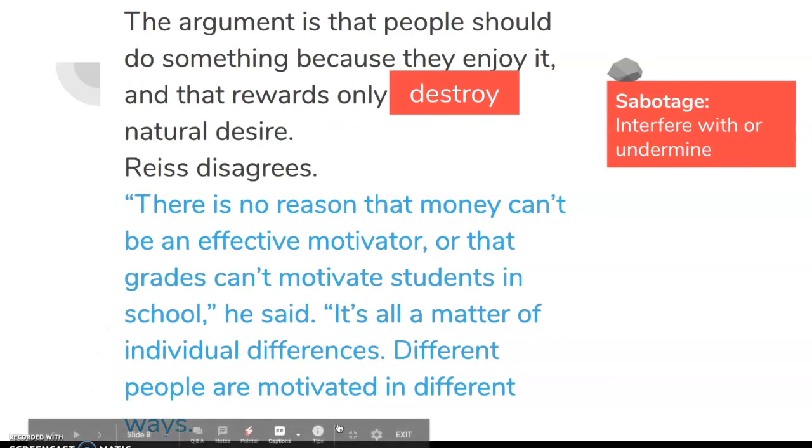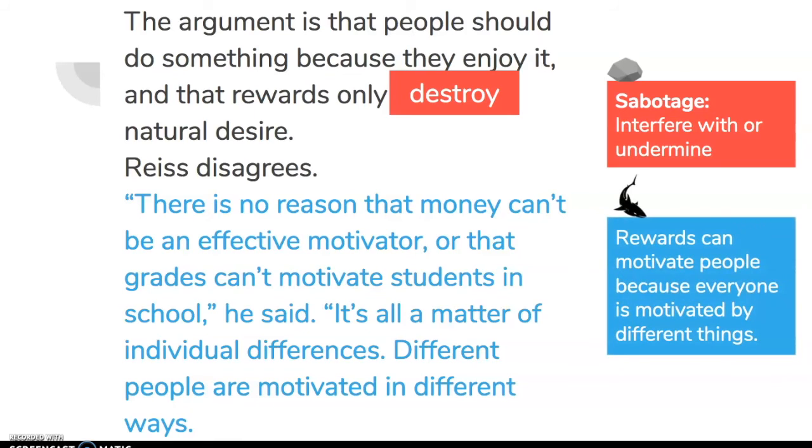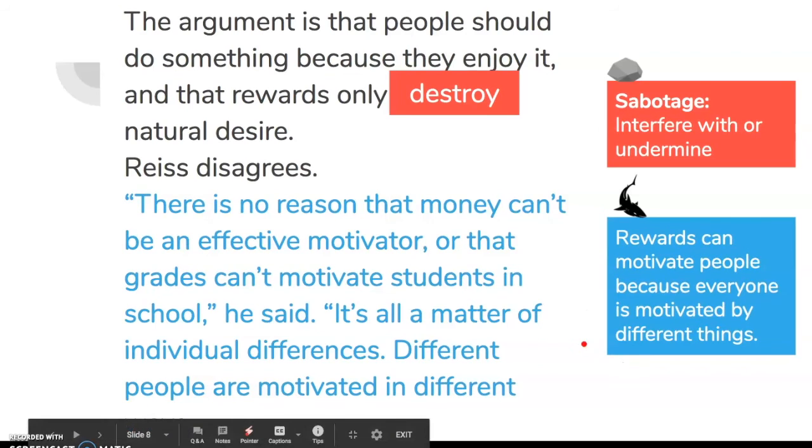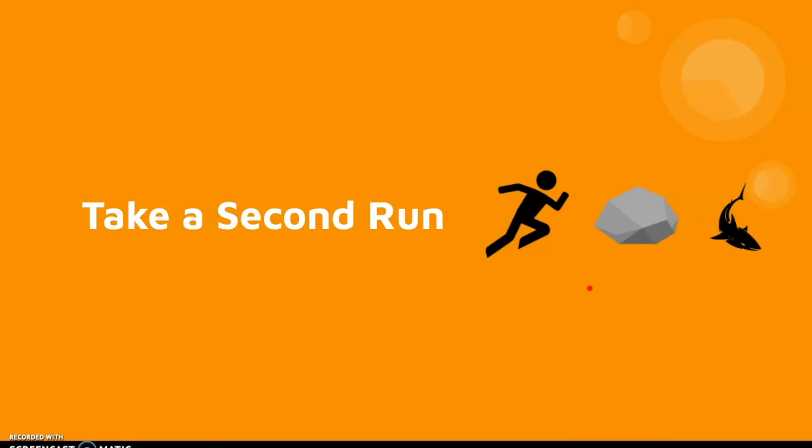Okay, now I'd like you to read this section right here and tell me what you think the main idea is here. What is Rice trying to communicate to you? And I'll give you a few choices to choose from. Alright, so what he's trying to communicate here is that rewards can motivate people because everyone is motivated by different things. Remember, his opposition, the people up here, are saying that you shouldn't focus on rewards like money or grades. Instead, you should just focus on what you love to do. But Rice says that that's not a problem. You can focus on money and rewards if you want to, because different people get motivated by different things.